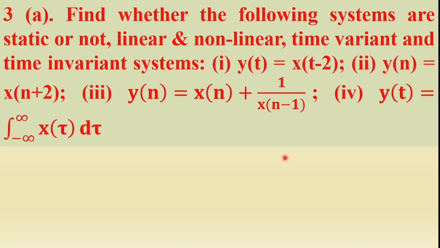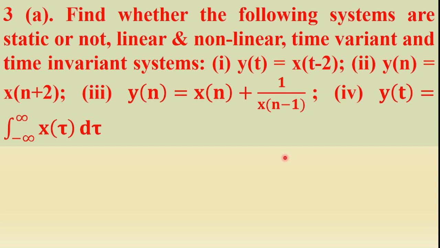Next question number 3a. Find whether the following systems are static or not, linear and non-linear, time variant and time invariant systems. First bit, y of t is equal to x of t minus 2. Second bit, y of n is equal to x of n plus 2. Third bit, y of n is equal to x of n plus 1 by x of n minus 1. Fourth bit, y of t is equal to integral minus infinity to infinity x of tau d tau.